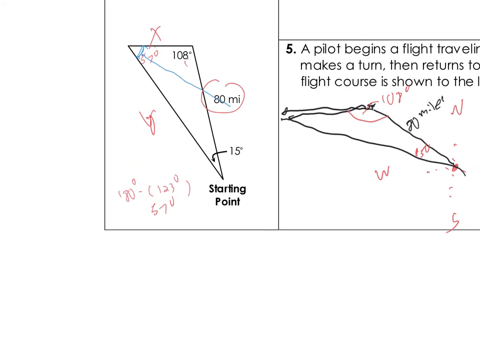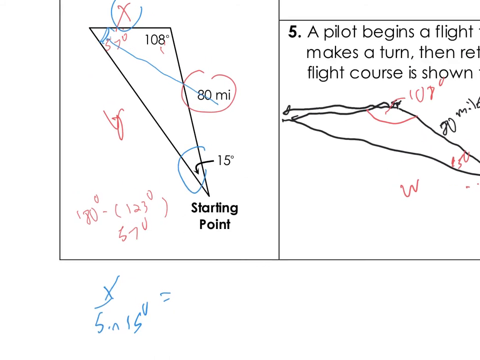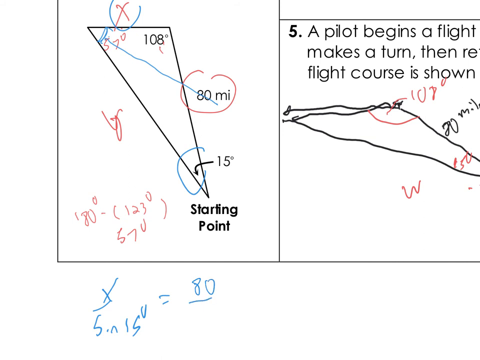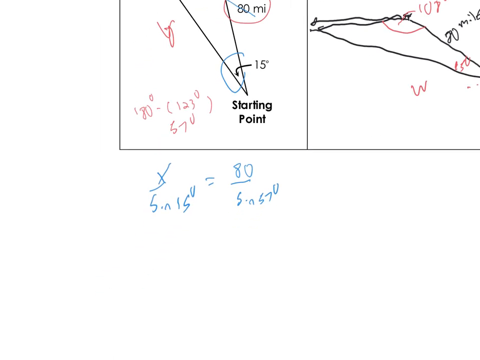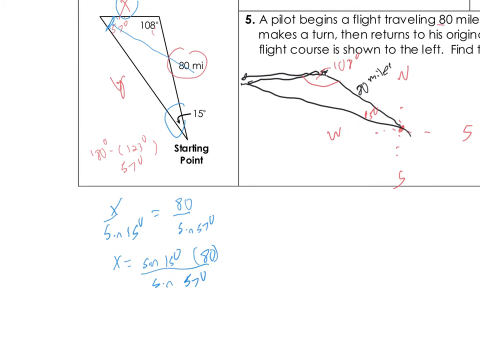So, X could go over the sine of 15, because these two match, and then the known side is going to be my 80 miles over the angle that I found based on that 180 degree theorem of triangles, sine of 57. Therefore, X will be equal to sine of 15 degrees times the 80, all divided by the sine of 57 degrees. Now, Y, let me do Y now.